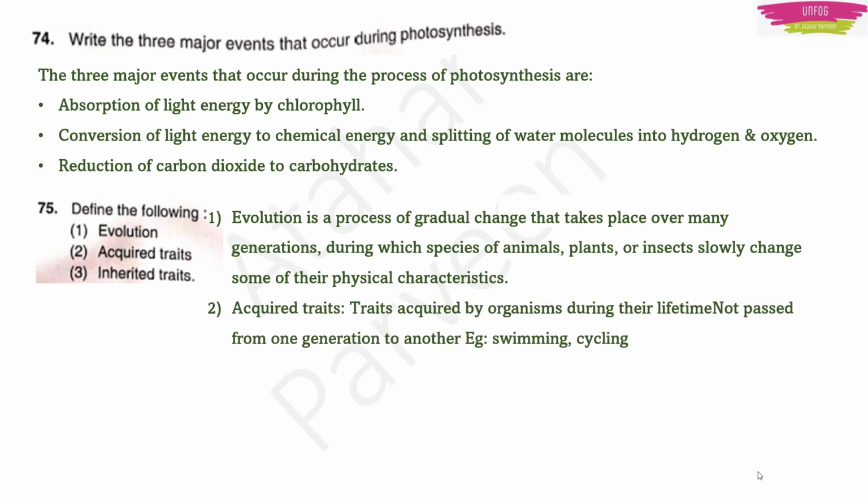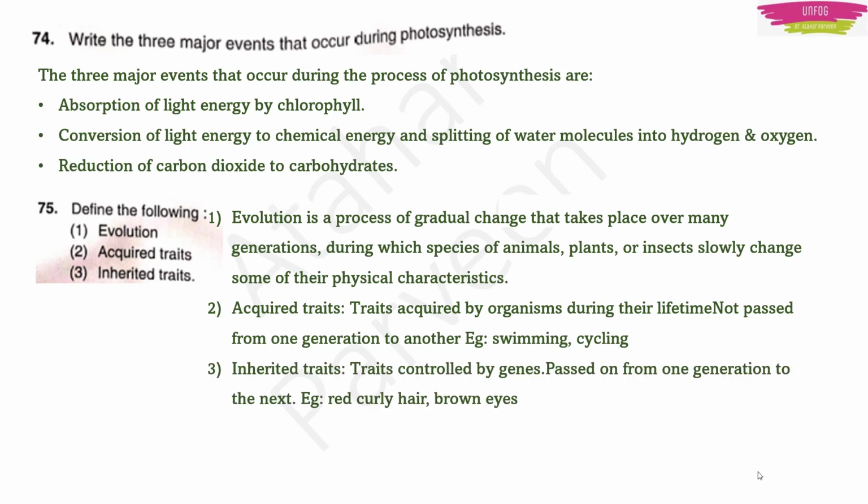Then acquired traits. These traits are acquired, which means they are got by organisms during their lifetime, not passed from one generation to another generation. Okay, for example, swimming, cycling, you do something and you get it. It's not inherited, it's not that you have got them from your elders. Okay, inherited traits are controlled by genes. You have got these from your elders, your ancestors, passed on from one generation to the next. Example, if you have red curly hair, brown eyes, or if you look very fair, it's all like that, right? So these are inherited traits. So these 3 points must be done for each definition: evolution, acquired traits and inherited traits.